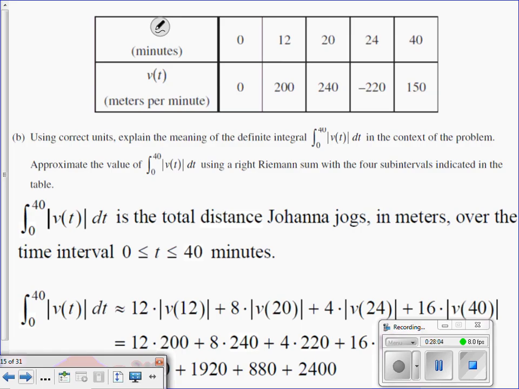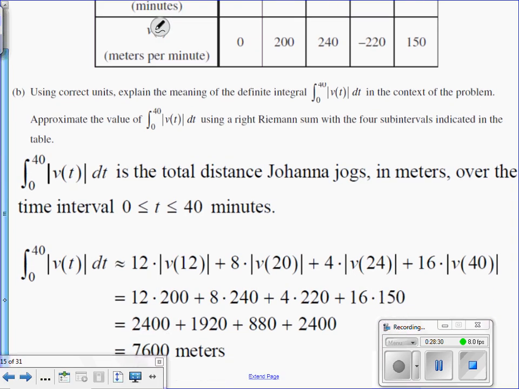Now, they want us to actually approximate this. Oh, and units for a definite integral, remember we multiply them? So you multiply minutes times meters per minute, you just get meters. So it gives you the total distance in meters traveled from time 0 to time 40. That's what it means. Now we actually have to approximate it.